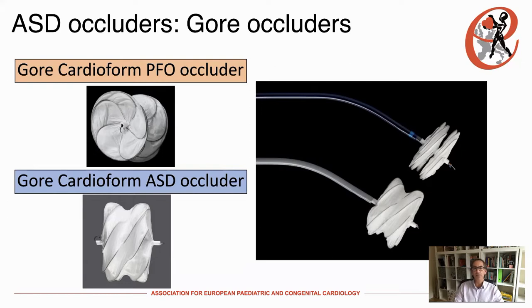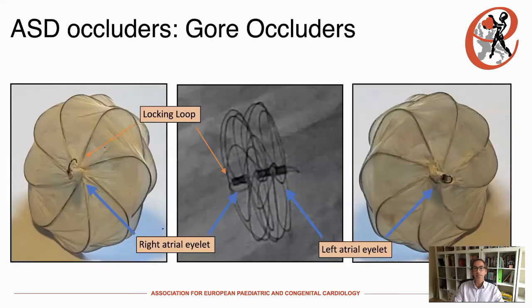The PFO occluder is mainly used to close PFOs, but can be used in secondary ASD up to 35mm, and it doesn't have a central waist to occlude the defect, while the ASD occluder is specifically designed to close secondary ASD up to 35mm, and is designed with a central waist which covers the ASD, while the right and left disc maintain the device stable.